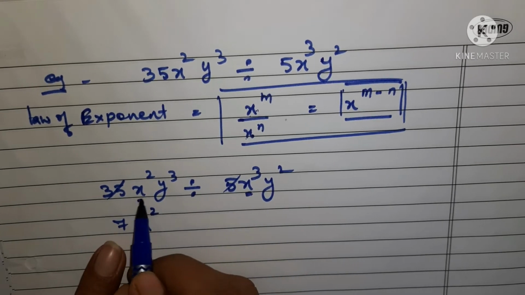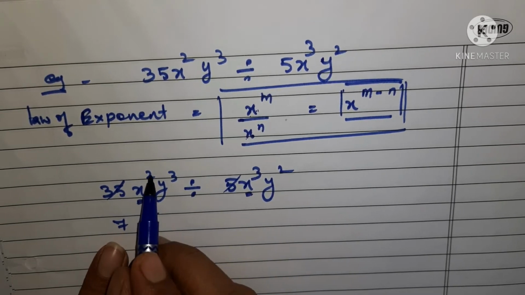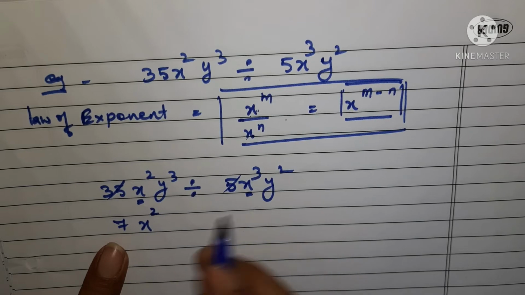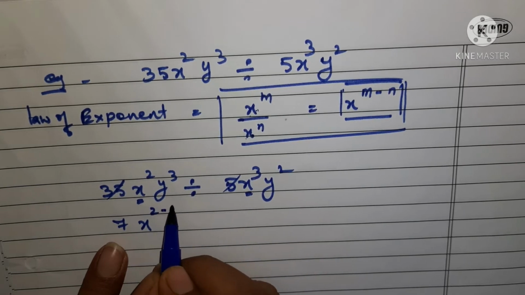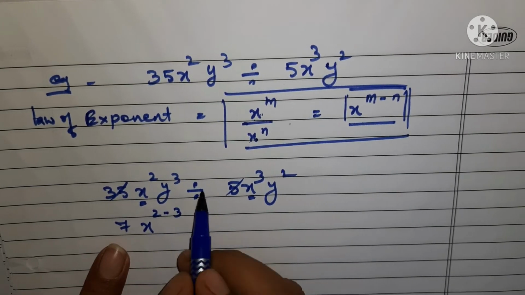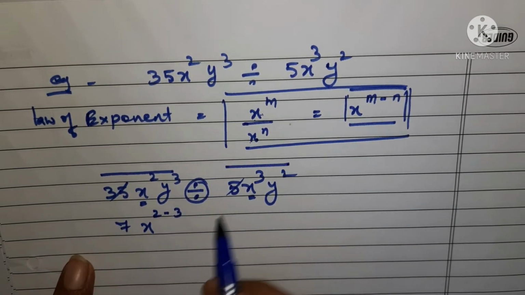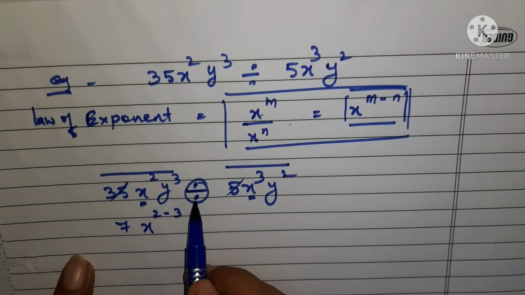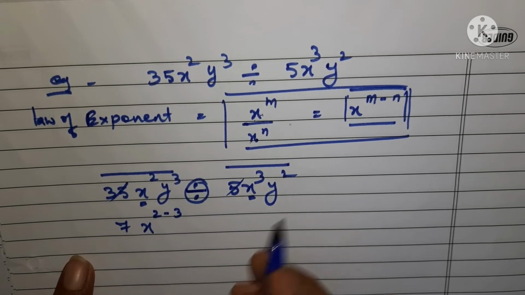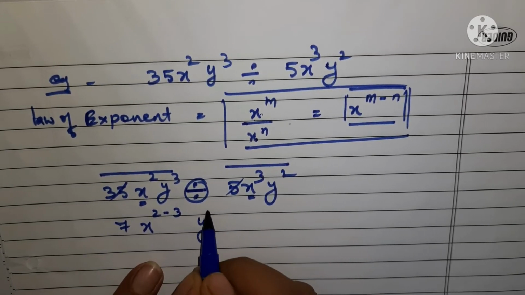Here, see the variable. This one is having this power as 2. This one is having power of 3. So you will get 2 minus 3. Okay, why? Because of this symbol. Because in between these two terms, you are having a symbol of division. Okay, then further, y to the power cube.